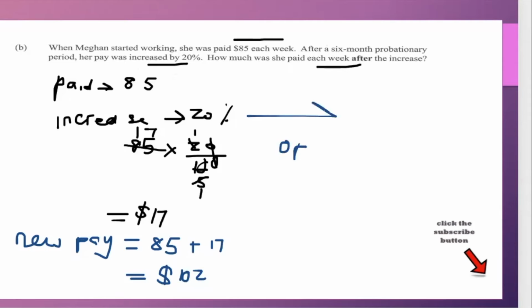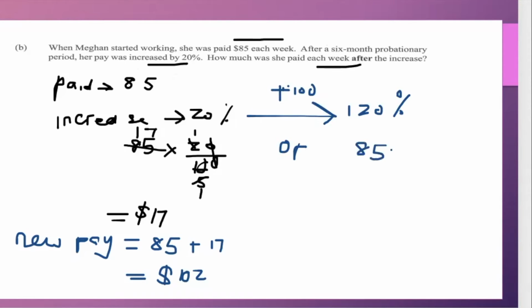Now, another way that we can do it: since it's an increase, that means it's added to the pay. So the pay can be represented as 100%, and you add 20% to it. So it's 120% that we'll have. So to get the new pay, it is $85 times the 120 all over 100. And calculating it this way, you will arrive at $102. And that's it.